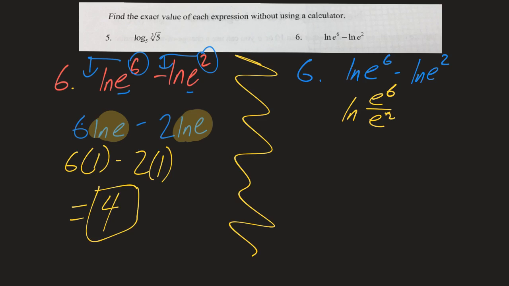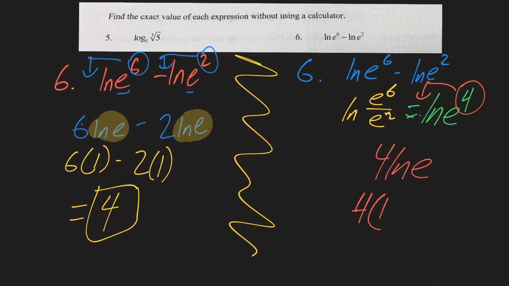Remember your exponent rules. These are just going to subtract, and we will get natural log of e to the 4th. Wait a minute. This is starting to look pretty familiar. I can take the exponent, drop it out in front, and I'm going to get 4 natural log of e, which is just 4 times 1, or just 4.